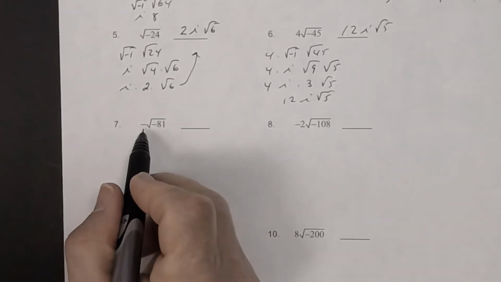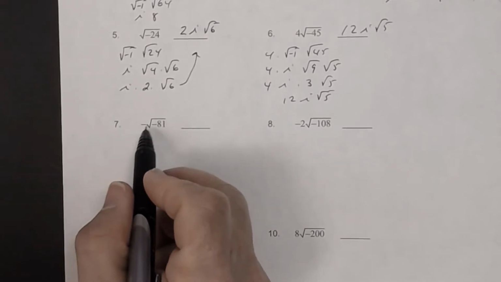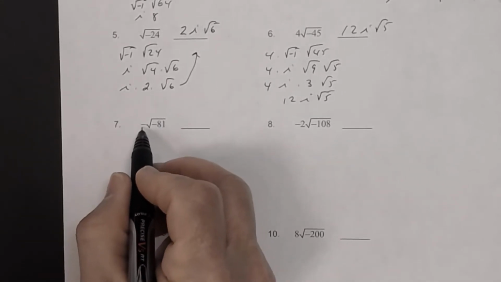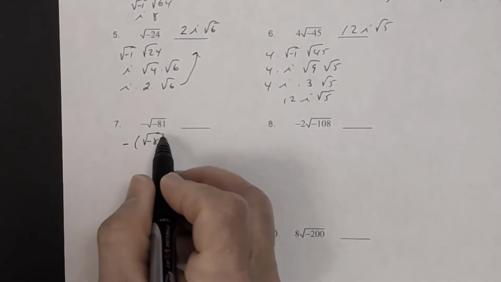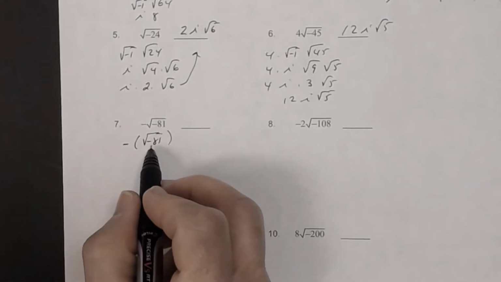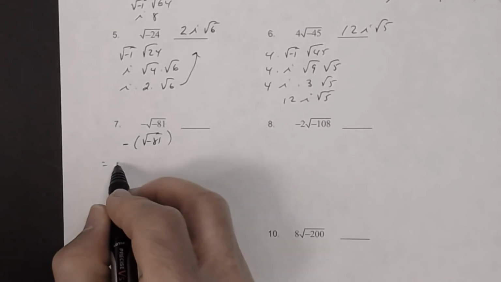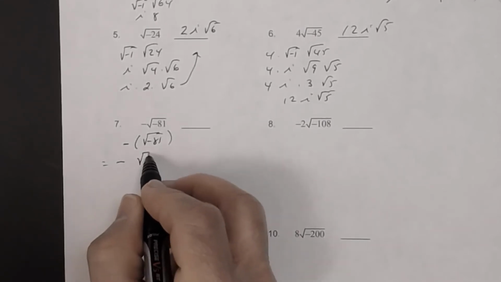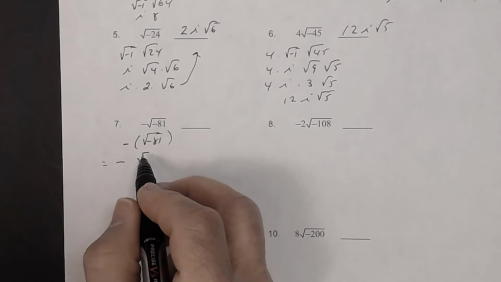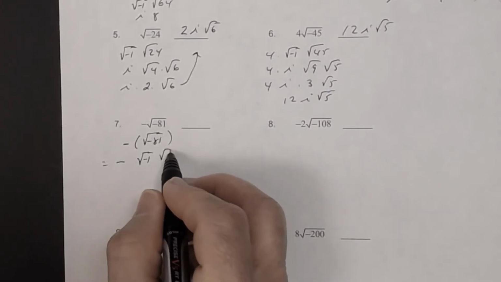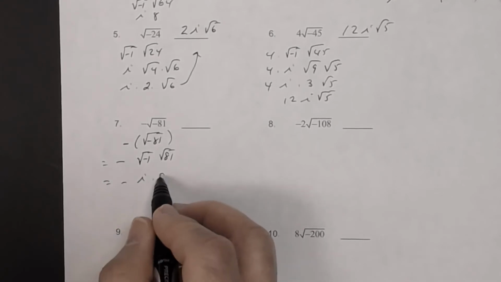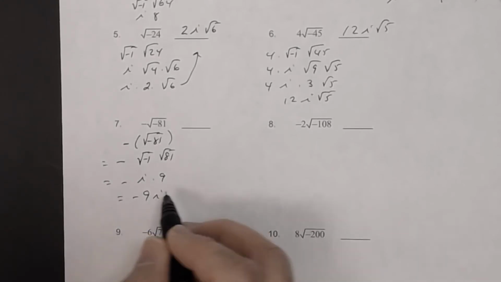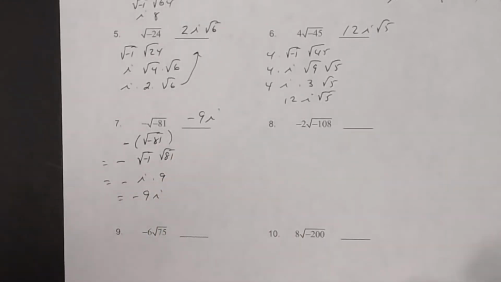Okay, now remember, you make sure you know how to read this. You've had something like this in the past, so this is the opposite. That means the opposite of the square root of a negative 81. That's what that means. So let's talk about the square root of a negative 81. I can write square root of negative 81 as square root of a negative 1 times the square root of 81. And so that's negative i times 9, so that's negative 9i. So that's your answer, negative 9i.